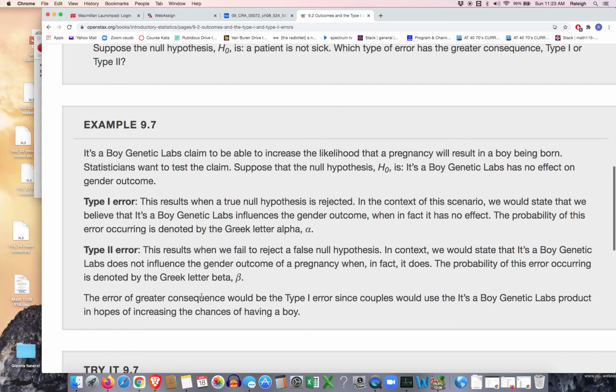So this time, the greater consequence is the type 1 error, because then you got fooled by an organization that really isn't doing their job. Maybe you have like a 51% chance of getting a boy, or 52%. That really is not significantly more than normal. And the other one wouldn't be quite as bad. Just has no effect on it.